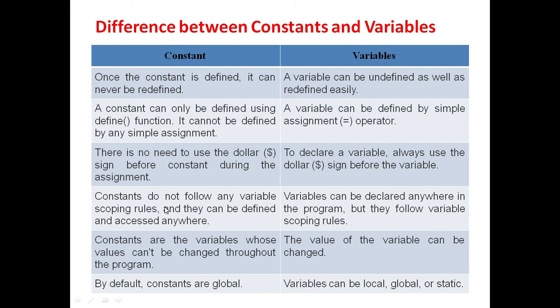Constants do not follow any variable scoping rules and they can be defined and accessed anywhere. Variables can be declared anywhere in the program, but they follow the variable scoping rules. Constants are like variables whose value can't be changed throughout the program. The value of a variable can be changed. By default, constants are global, and variables can be local, global or static.